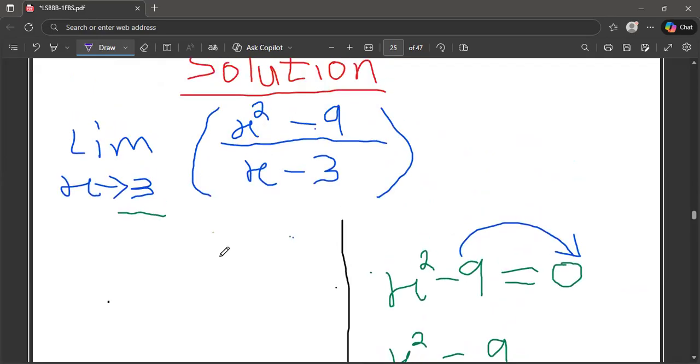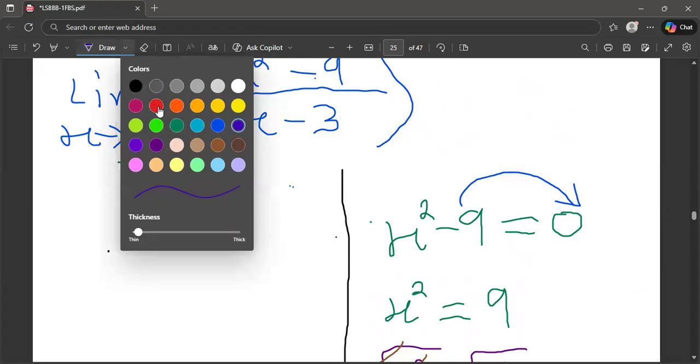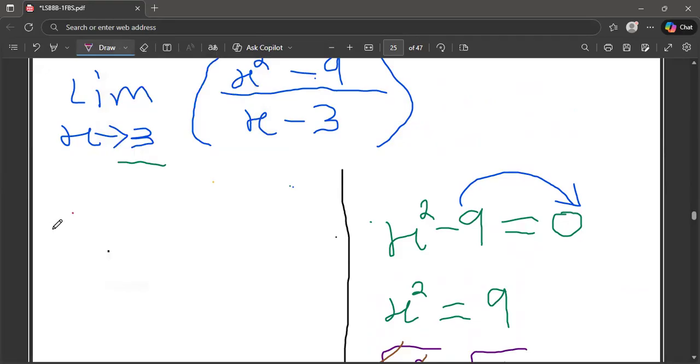We are now going to go to our main problem, and I'll solve it at this side of the board for you to see. I'm just going to use one color pen throughout. Which color pen do you prefer? Let me use this. So how to solve this problem is now going to become: limit as x approaches 3.